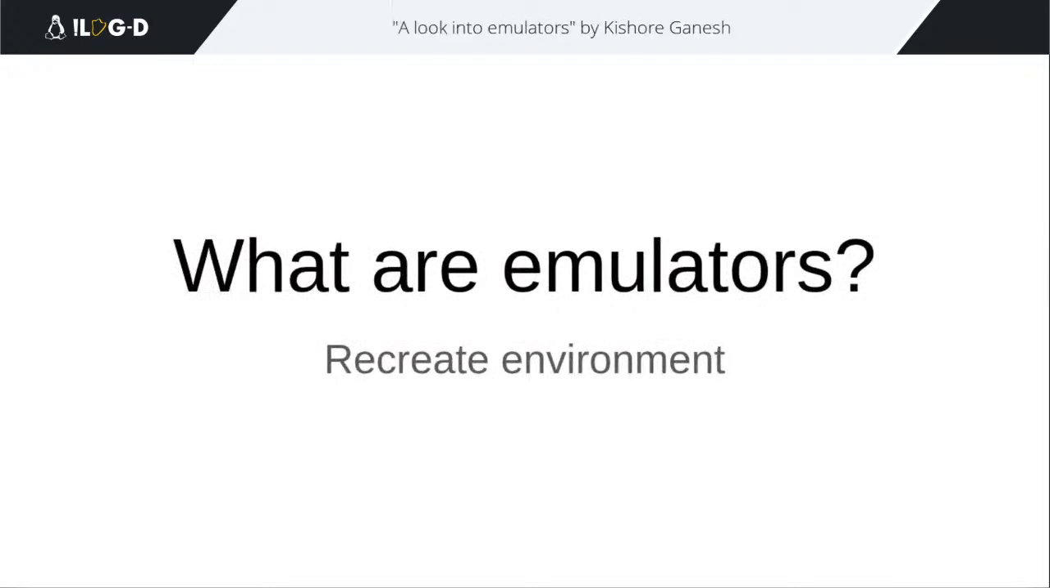An emulator is software that's intended to recreate the environment of the original software. For example, you would have software that is designed to run on Windows or on Linux, or designed to run on x86 architecture or some other hardware architecture. What you want to do is fool the software into thinking that it is running in its original environment. For that, you create an abstraction layer, which we call an emulator. That's basically what an emulator is.